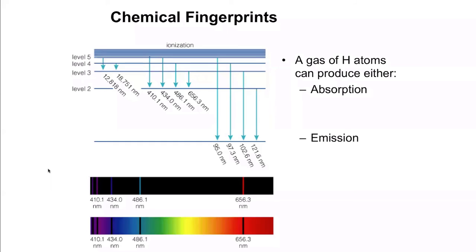So as I mentioned before, whether you're seeing this cloud of gas absorb photons or emit photons will depend on whether you're seeing it with a hot object behind it or not. A gas of hydrogen atoms can produce either an absorption spectrum or an emission spectrum, and those lines, whether they're in absorption or emission, will happen at exactly the same energy levels. And so they'll happen at the very same wavelengths. For instance, this H alpha line, as we mentioned before, from n equals 3 to n equals 2, will produce a 656.3 nanometer line in absorption or emission, depending on how you're seeing this actually play out.